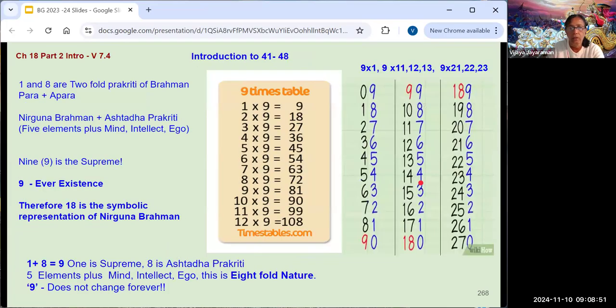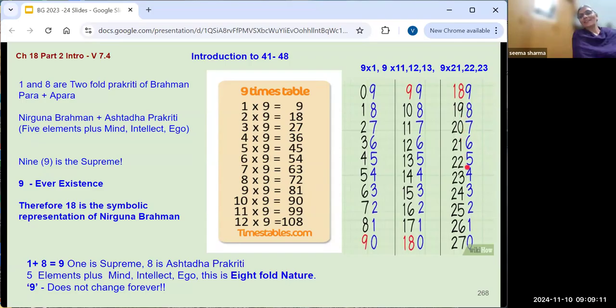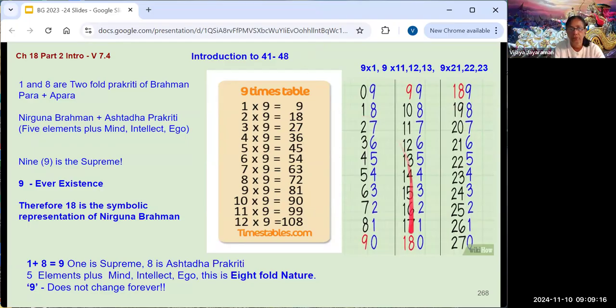If you go and check this, you can always see everything is 9. And you can multiply that 9 by 1, 11, 12, 13, 21, 23, any number. You will only see 9. That is the beauty of Sanatana Dharma.